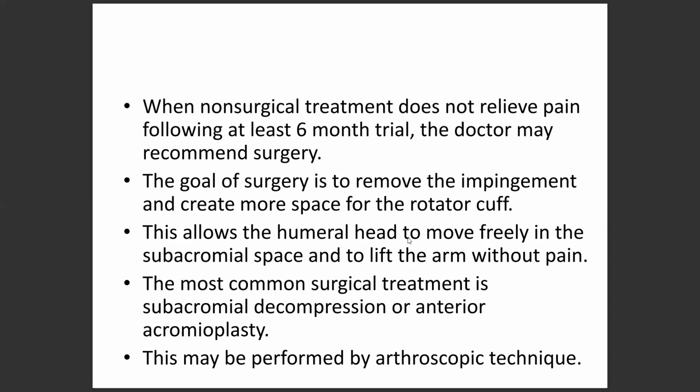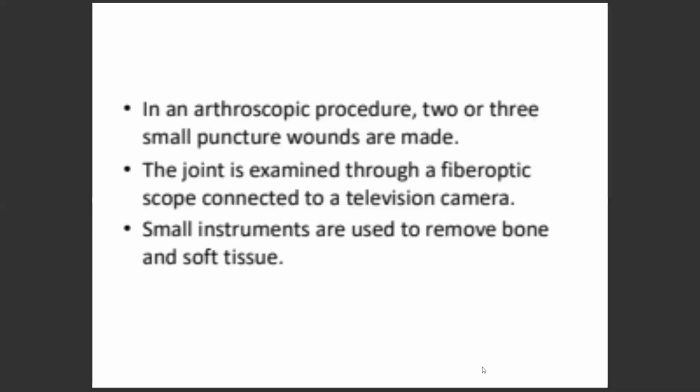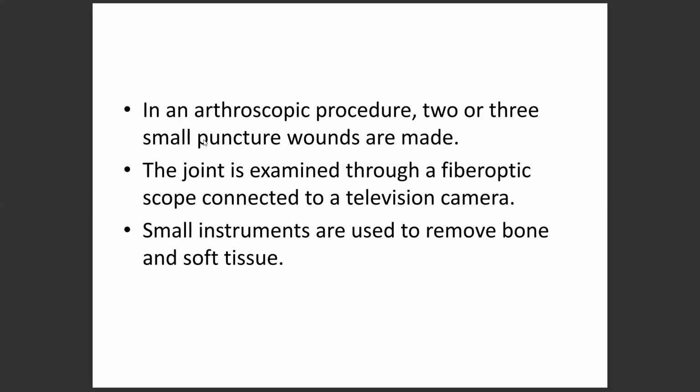This allows the humeral head to move freely in the subacromial space and to lift the arm without pain, because the space would be increased now. The most common surgical treatment is the subacromial decompression, which we discussed in the previous slide, or anterior acromioplasty. This may be performed by arthroscopic technique. In the arthroscopic procedure, 2 or 3 small puncture wounds are made, and this is actually the beauty of this procedure, that very little incision is made on the skin. The joint is examined through a fiber optic scope connected to a television camera. Small instruments are used to remove bone and soft tissue.